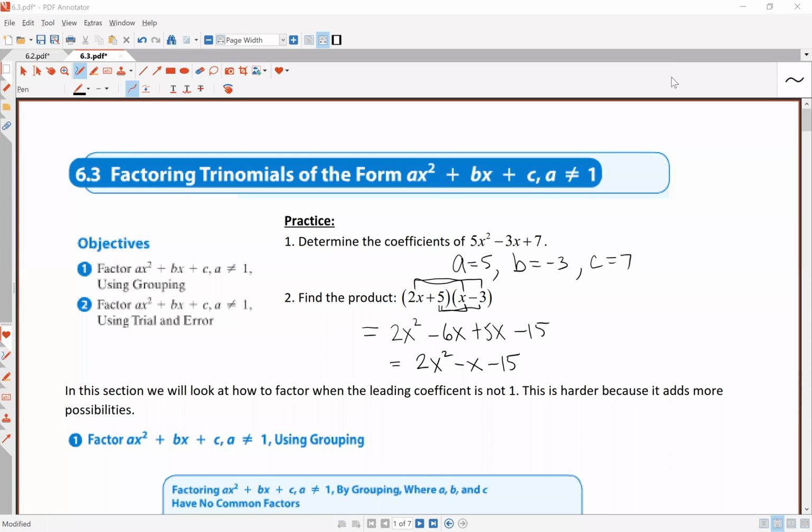This video covers section 6.3, factoring trinomials of the form ax squared plus bx plus c, where a is not equal to 1. Objective 1: factor ax squared plus bx plus c, where a is not equal to 1, using grouping.